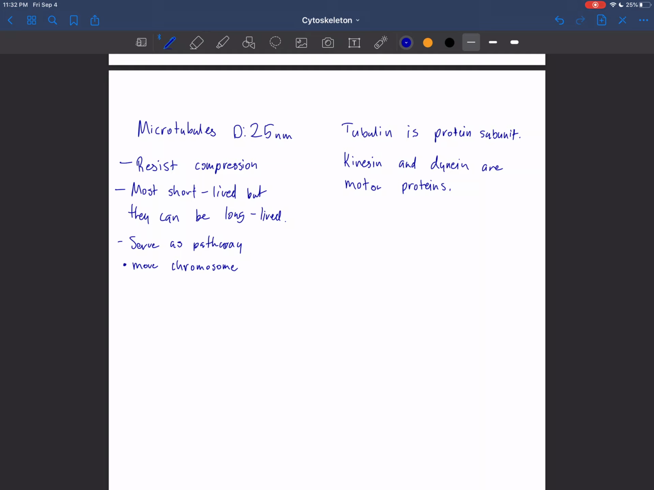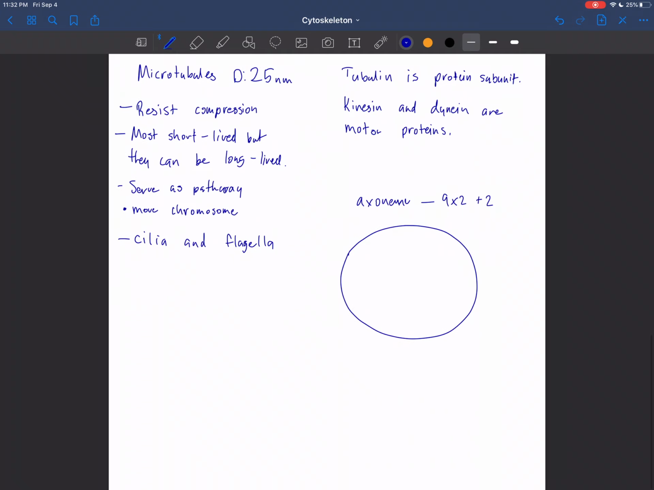You're also going to find cilia and flagella, which definitely use dynein. There's this thing called an axoneme, and that's this structure here. They have a 9 times 2 plus 2 structure. What do I mean by that? They have 9 groups, and these are attached: 3, 4, 5, 6, 7, 8, 9. And then they have 2 singular microtubules in the center.